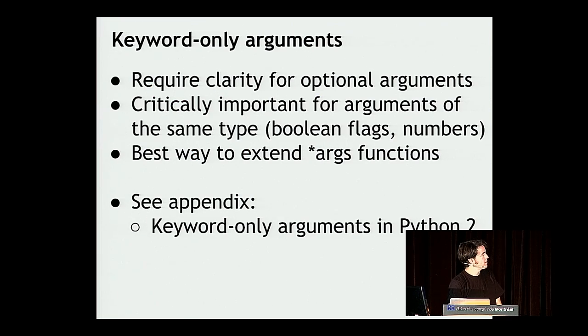So one more time, you want to use keyword-only arguments to require clarity. It's really important if you have arguments of the same type. This is really the best way to extend star args. And you can actually do all of this in Python 2. The syntax is slightly different. It's not as pretty, but you can achieve the same outcome. So you can use it there too very easily.